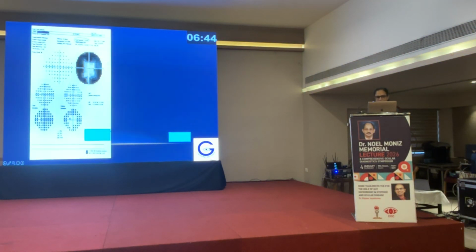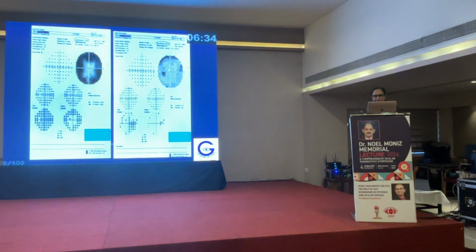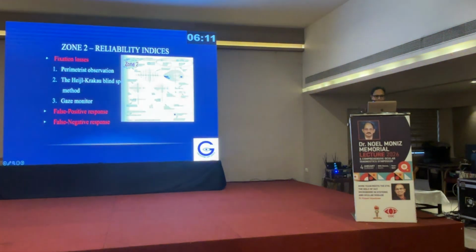This is another field showing peripheral constriction, and when we checked, the pupil diameter was 1. It was a miosed pupil. We dilated the pupil to 3 millimeters, and then the field became better. So constriction of the pupil can lead to diffuse visual field depression, and dilatation can cause improvement in the pattern standard deviation and also the mean deviation.